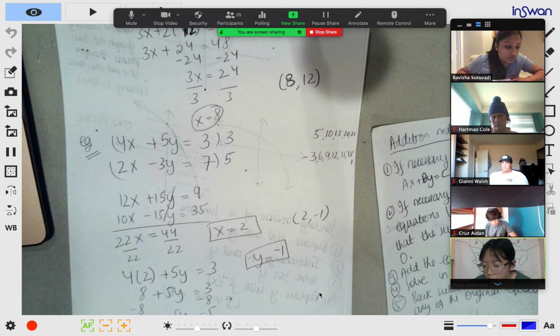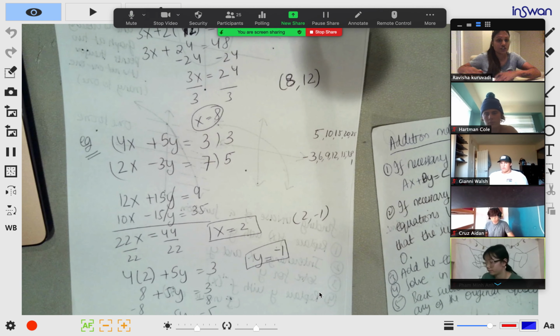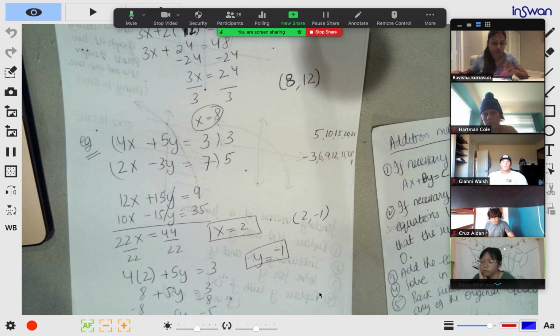Why didn't you multiply the 2x with negative 2? So it will be negative 4x, so it cancels out the x with the 4x that's above. Correct. You will still get the same answer. You can do that too. She chose y, you can choose x. It's up to you. You're correct.